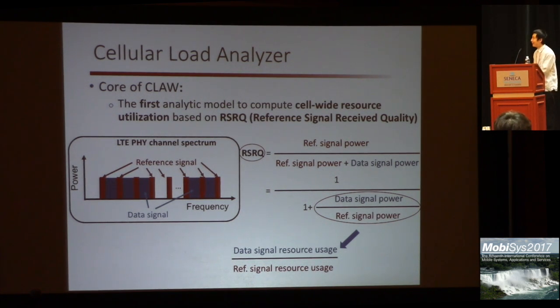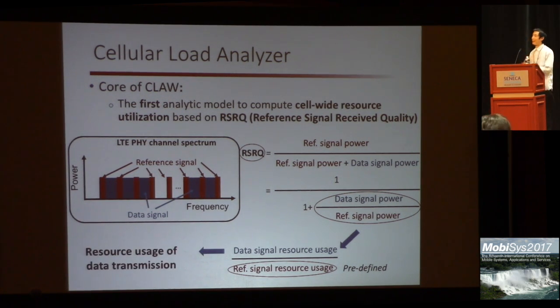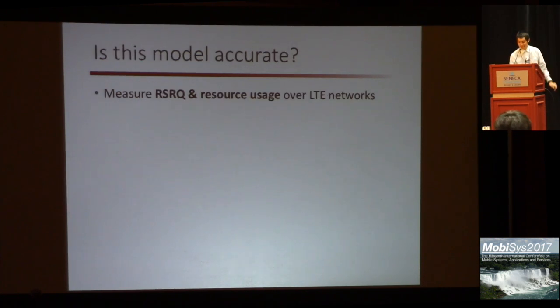which is exactly the ratio between the resource amount allocated for data transmission versus the resource allocated for the reference signal. In the LTE standard, the resource allocated to the reference signal is predefined. So based on that, we can directly estimate the resource utilization for data transmission.